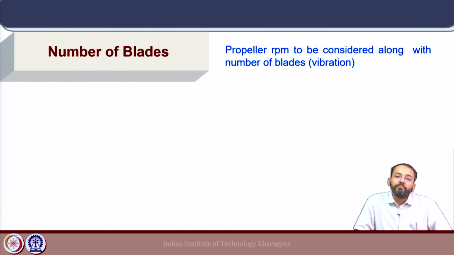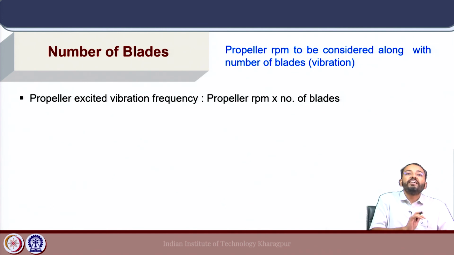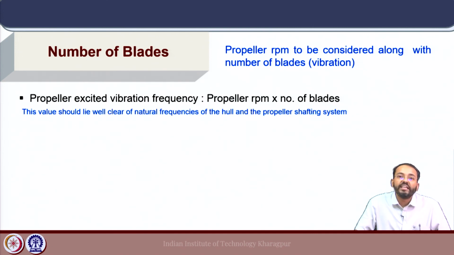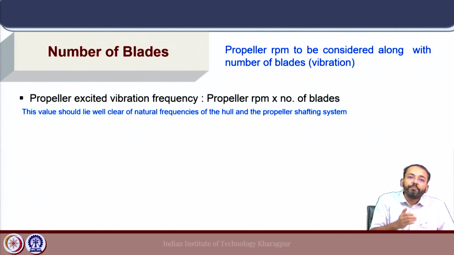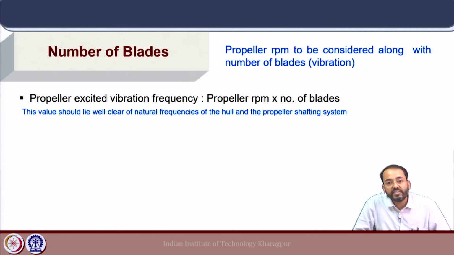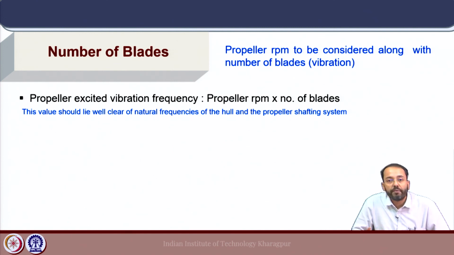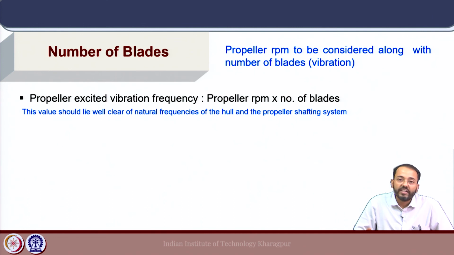Now, propeller RPM needs to be considered in relation to the number of blades for deciding the propeller excited vibration frequency, because this is important with relation to the hull vibration frequency, and that should be kept within a certain difference from the natural frequency of the hull system, so that there is no resonance in the hull propeller system. So, the propeller excited vibration frequency is given by the propeller RPM multiplied by the number of blades, which is basically the blade passing frequency.